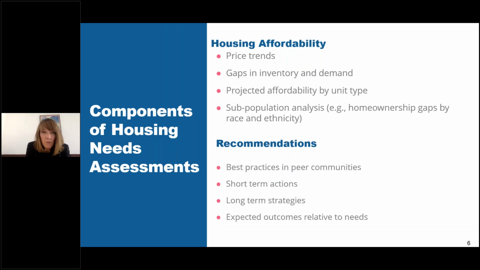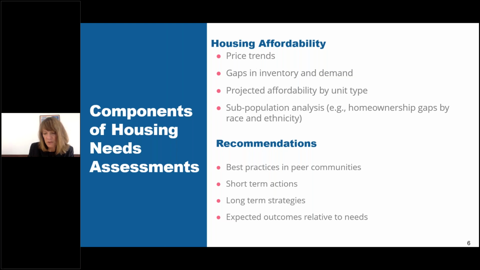Then we typically shift to a housing affordability analysis. This is the data on what things cost. This looks at price trends, gaps between inventory and demand, and projected affordability by unit type. A couple of years ago for the city of Boulder, we looked at two different types of households, a single-person household and a three-person household. We looked at, from a for-sale perspective, what was affordable for them to buy right now in terms of inventory, so single-family detached, townhome, condo, and then we looked at their projected wage growth based on historical wage growth for that type of household compared to the projected price growth based on historical price growth for those units, to see where those gaps would widen, if they would.